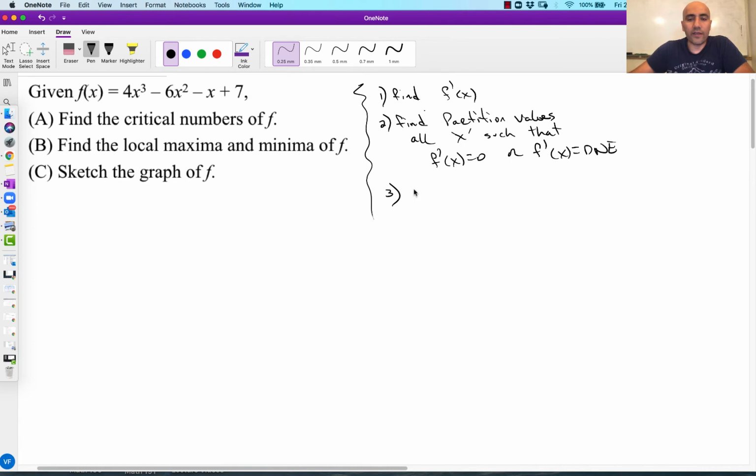So we're going to have to come back over here and find the domain of the original function f of x. And 4, now we can compare those values that we found as partition values to our domain, and we can find the critical values. Once we find the critical values, we're going to create a sign chart. 5, create a sign chart, where we use our critical values or our partition values to separate our sign chart. And then we're going to use test points.